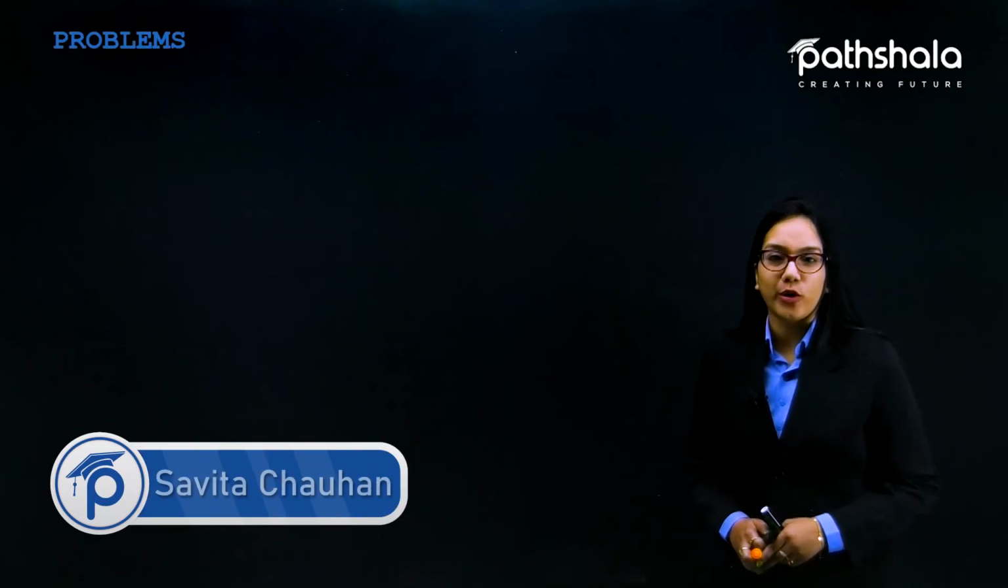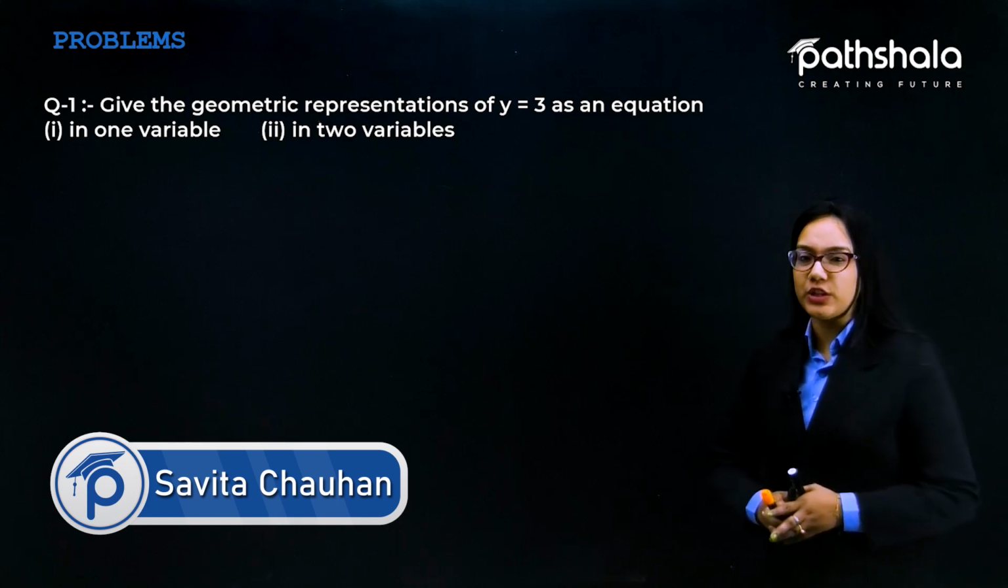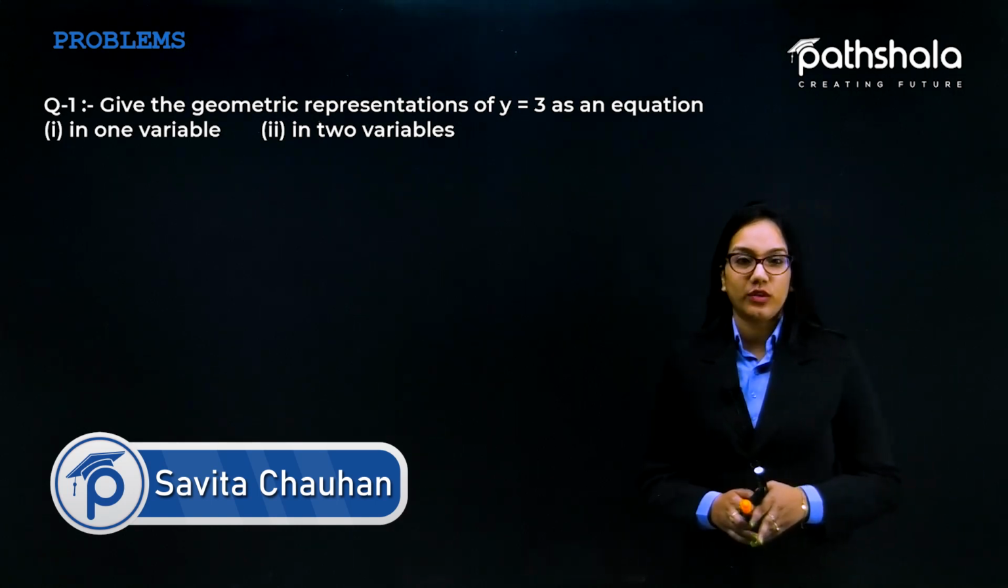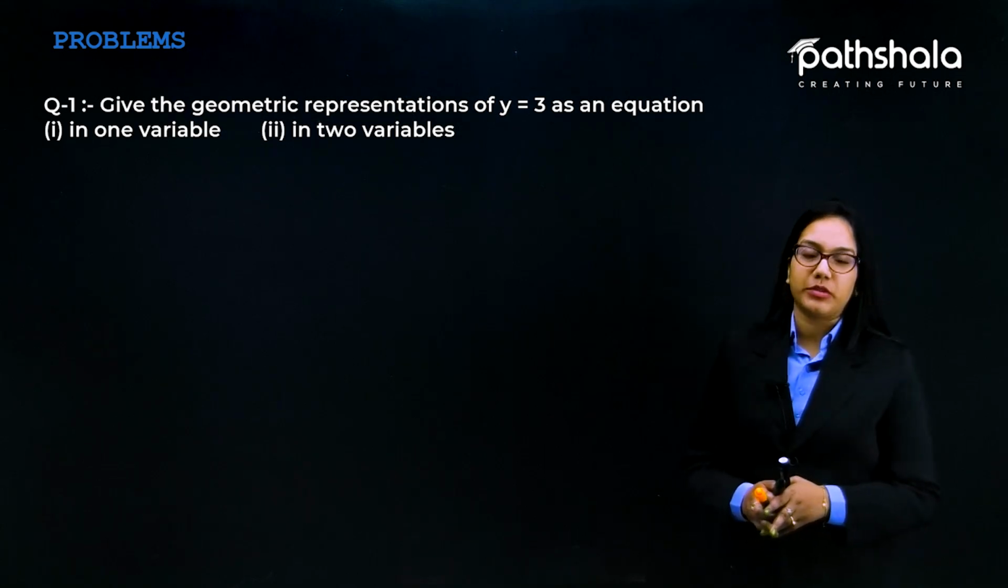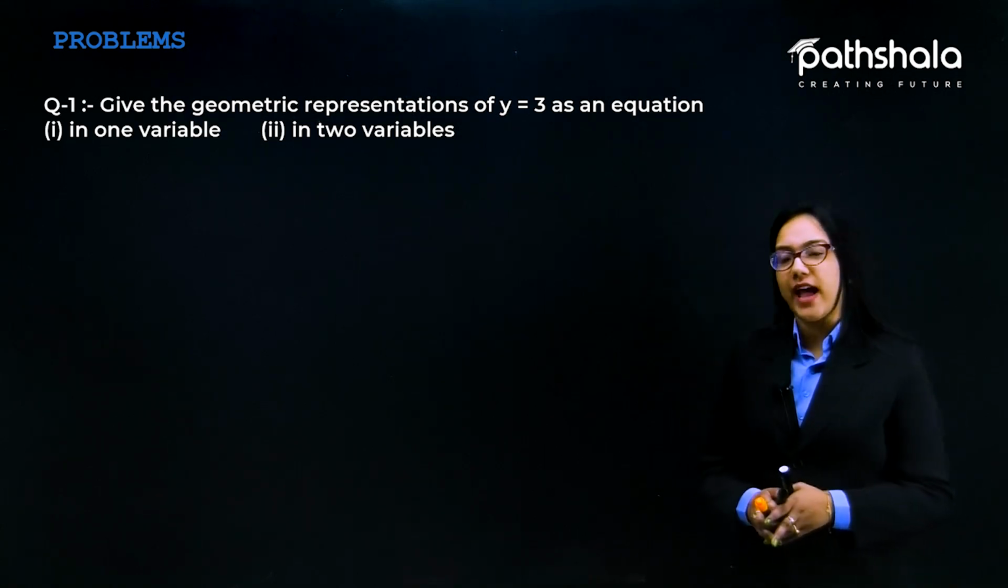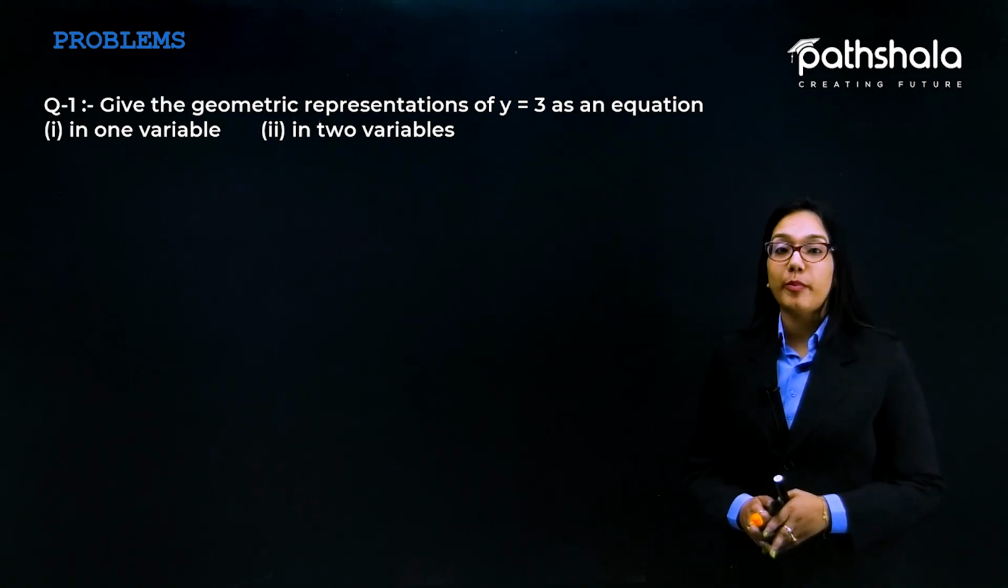Let's move on further and talk about some of the problems related to this concept. Question number 1 says, give the geometrical representation of y = 3 as an equation in one variable and in two variables. So first of all, we have y = 3 as an equation. We have to represent this in one variable.